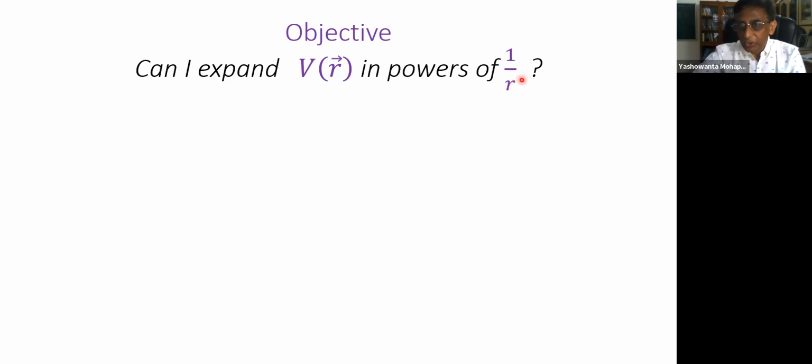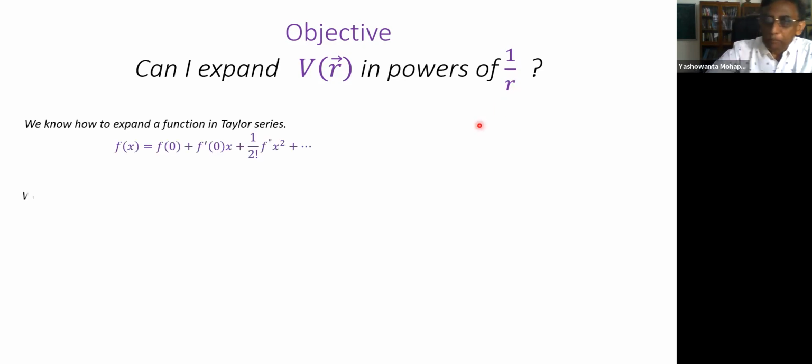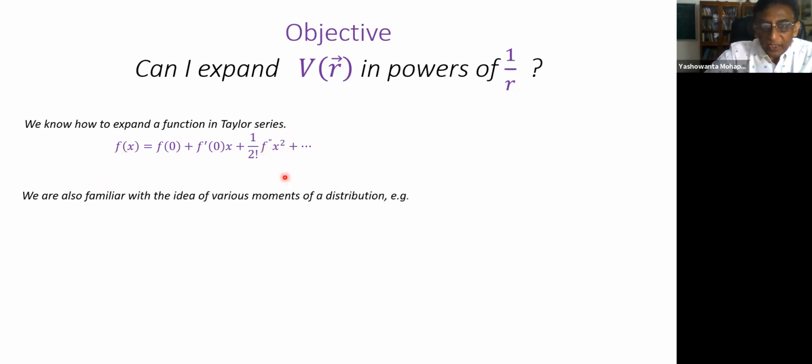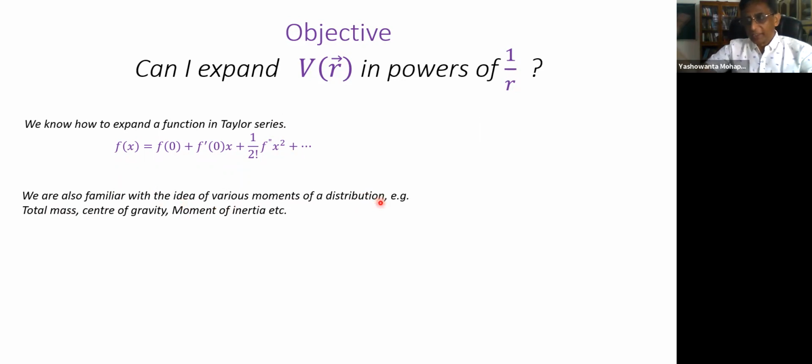All right. So we sort of know how to expand a function, for example, in a Taylor series. This is a Taylor series. This is f double prime of 0. We are also familiar with the idea of various moments of a distribution. For example, in mechanics, you would have done the total mass.